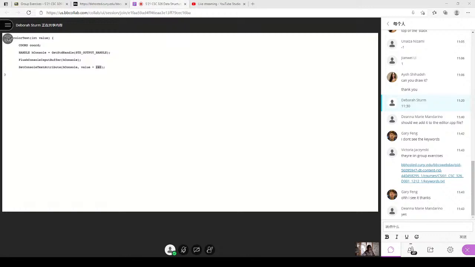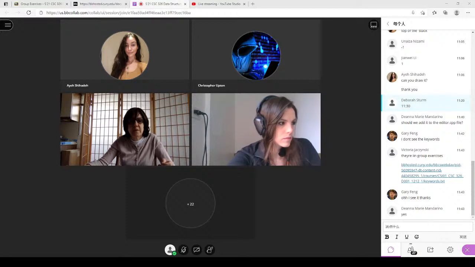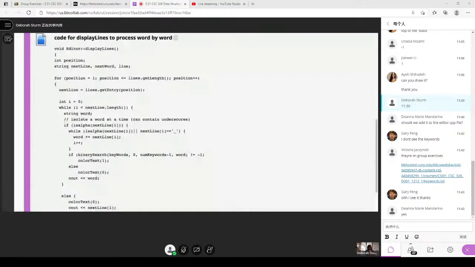And the other thing that I just wanted to go over with you briefly is the new display lines. So let me share that with you. Okay, so this is again under code. And here's the updated display lines that I wrote. Notice this position here has to do with the position in the line. It might not be the best name. I just want to make sure you don't think it's the position within the list, right? This is the position within the line.